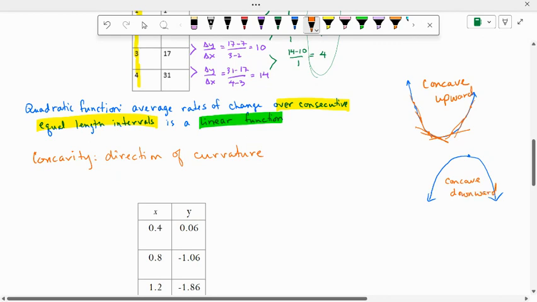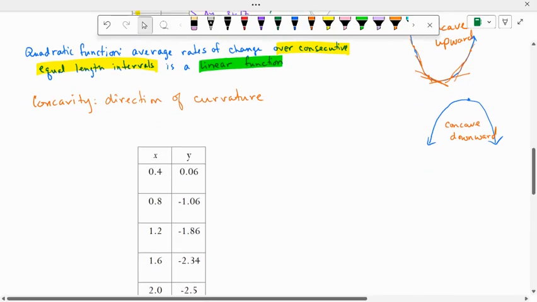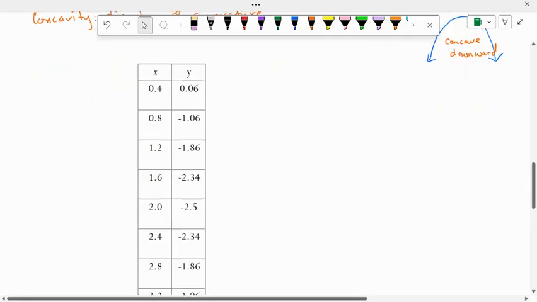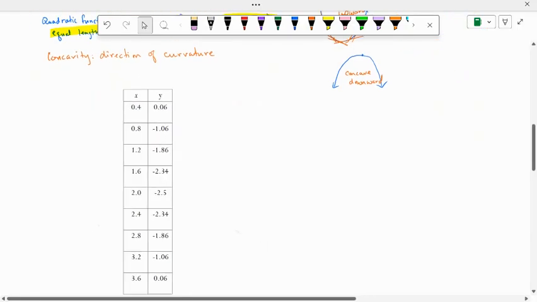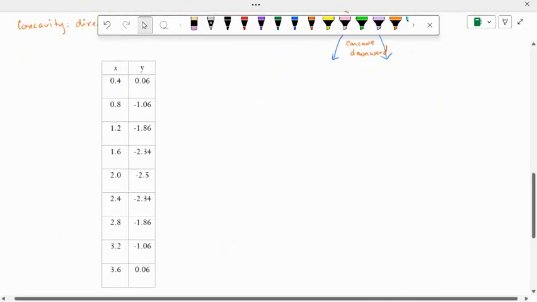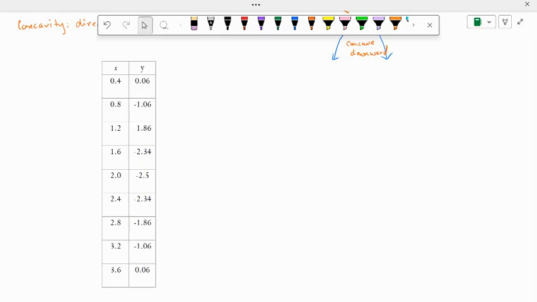So can I tell the concavity of a graph from a table of values? That's what we're going to look at here. Can I see the concavity? The first thing that I want to look at again is my rates of change, my average rates of change over these equal length intervals.